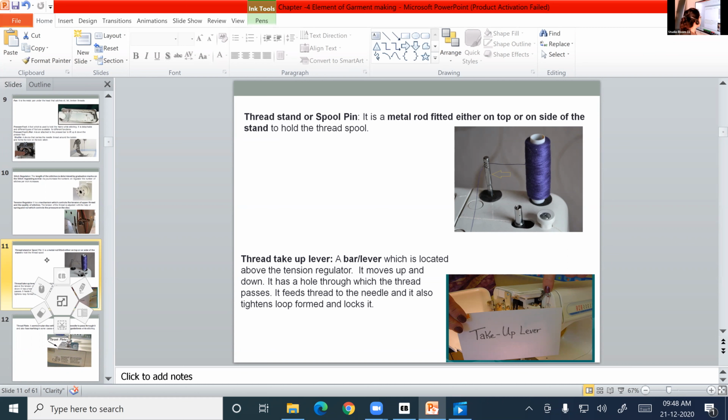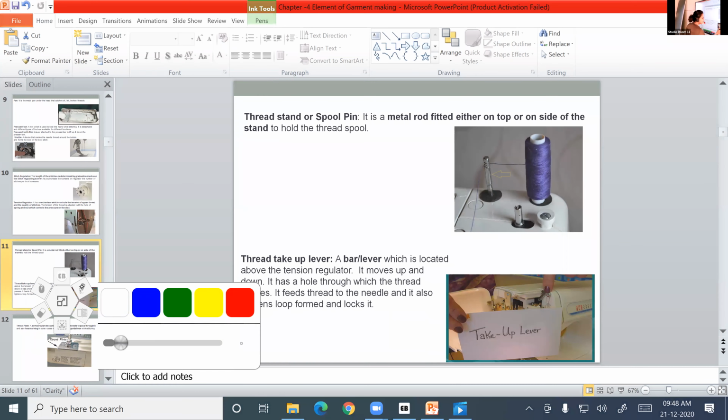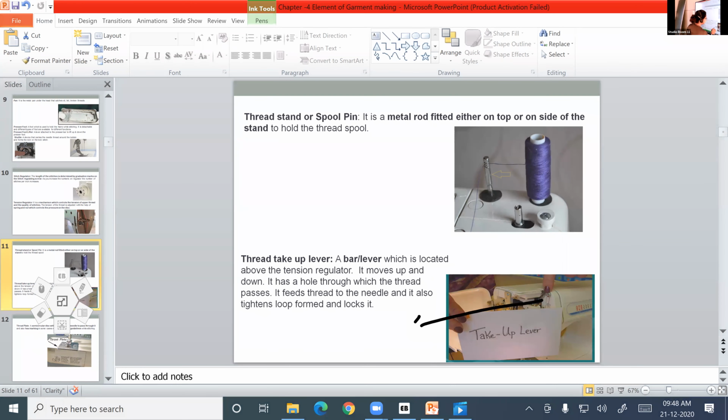And there is a thread take up lever on a machine. This is the thread take up lever. It is a bar or lever which is located above the tension regulator. I've shown you the tension regulator, and the thread take up lever is located above it, and it moves up and down like this. I'll show you in the video, then only you can understand.